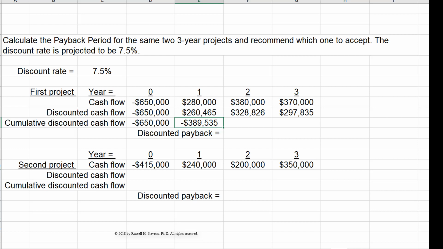Highlight the minus $389,535. While holding the Control key down, press the C key. Arrow 1 cell to the right, and while holding the Control key down, press the V key. Arrow 1 more cell to the right, and while holding the Control key down, press the V key. The framework is now almost completely filled in. The last thing to do is to calculate the discounted payback period.